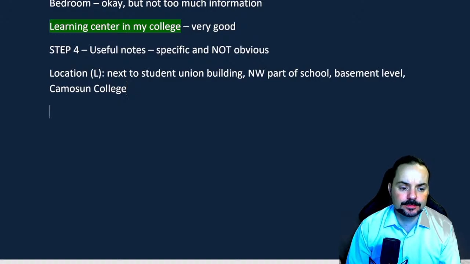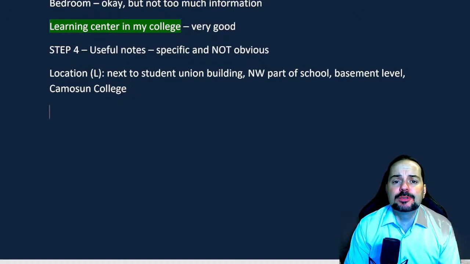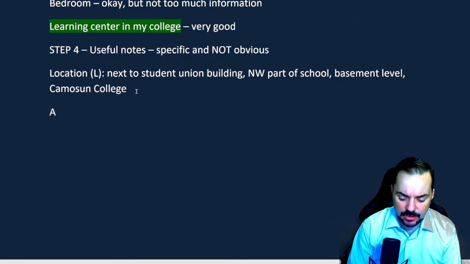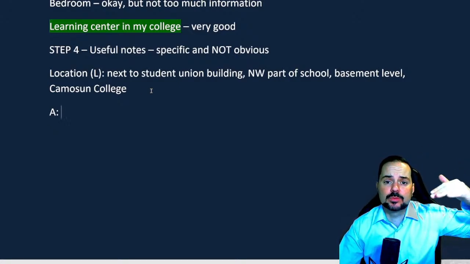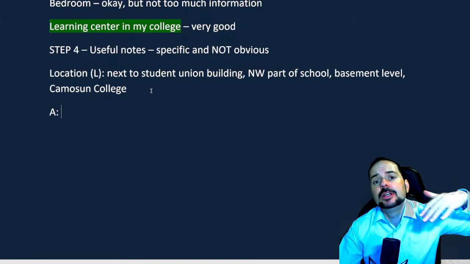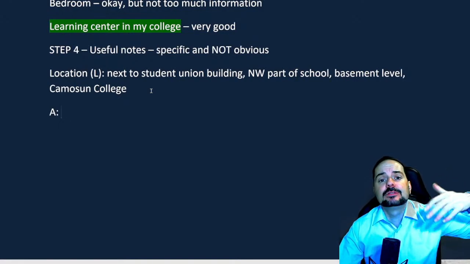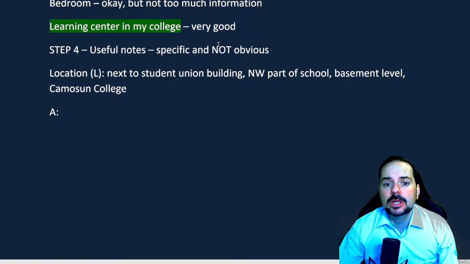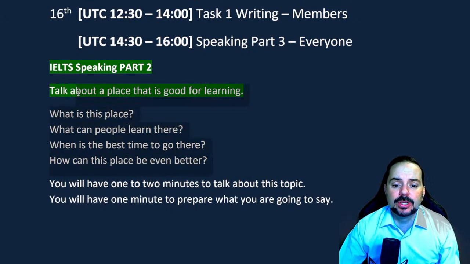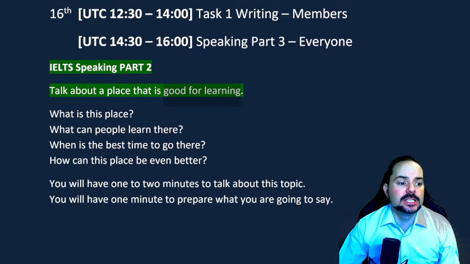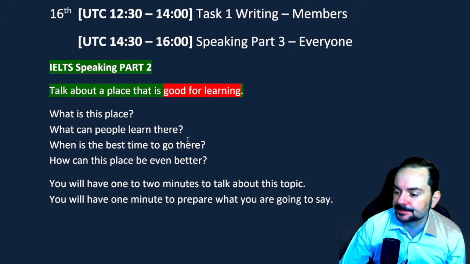All right. Now, the description, what it looks like, right? The appearance. So here I would just write A for appearance in my notes, to remind me. And this is where you basically have your structure as well. So you know, I have to talk about location, then appearance, then the attendees, and the whole time you're keeping the cue card in mind, especially the good place for learning.